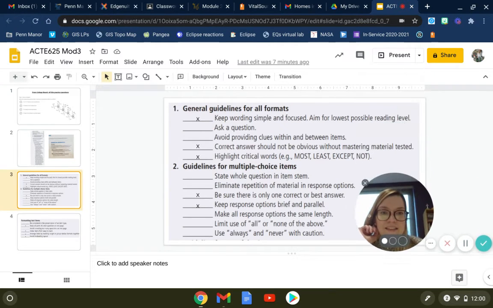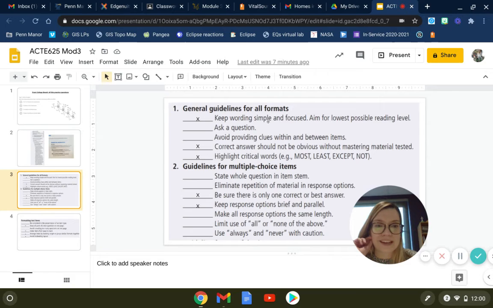I would say that the wording is inaccurate. It's not simple or focused at all because it doesn't relate to what students are expected to know. I would also think that the answer is certainly not obvious, and students would not be able to answer that question. Also, it does not highlight any critical words like the word not. It is not highlighted in any way. It's not bold or underlined.